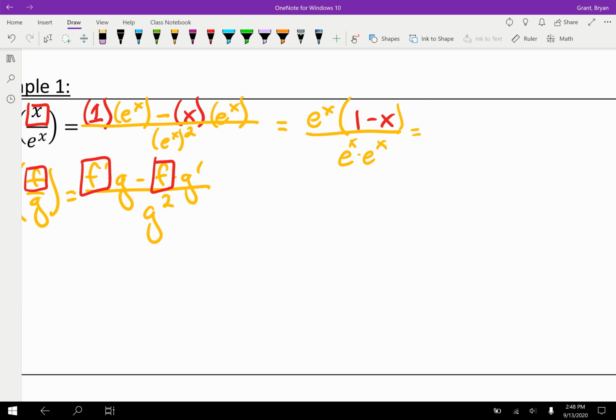First, you could realize that you could just cancel, and that's probably the best thing to do. But the other thing you could do is write e to the x times itself. Same base means you add the exponents, so that's actually e to the 2x. However, I would probably just cancel both of those and end up with the answer 1 minus x divided by e to the x.